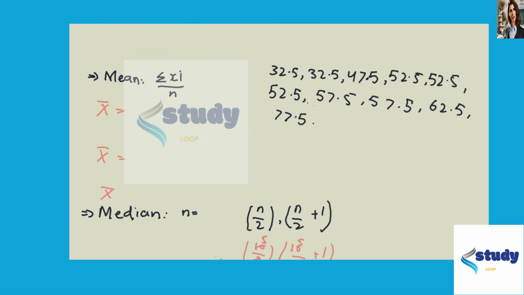So here is the recreated data by adding 2,500 to each of the employees' salaries. So let's find the mean of this. Mean equals 1 by 10 observations. Then we will add these data: 32.5 plus 47.5, and likewise we will add all these numbers up to 77.5.